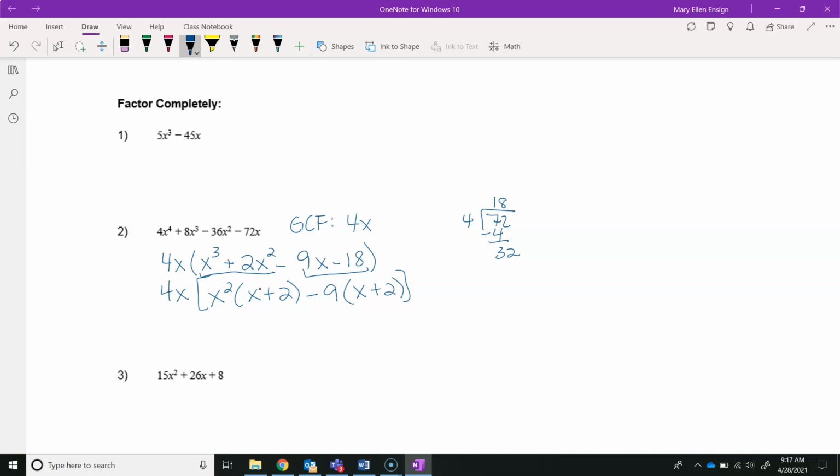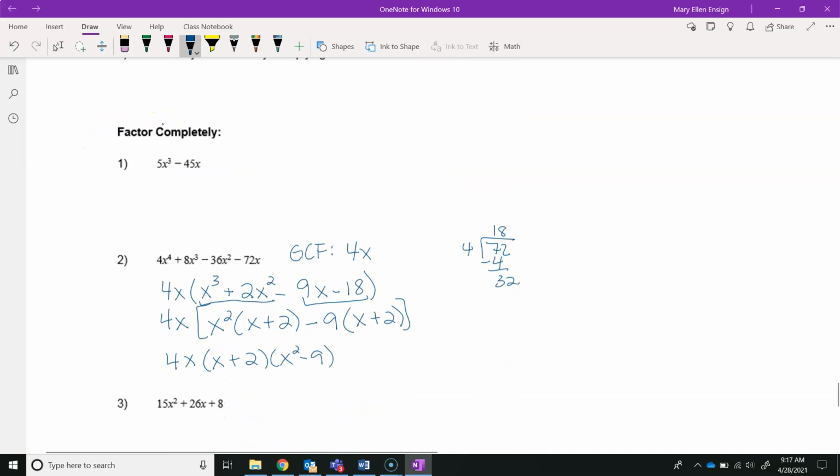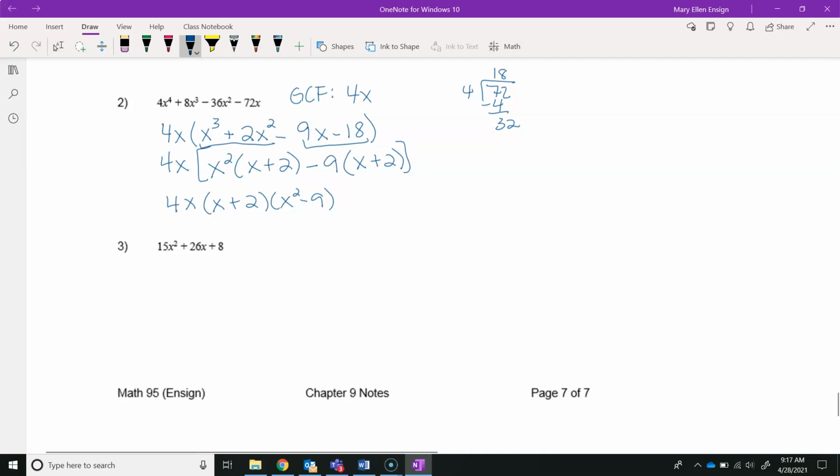So here's why I need this extra bracket, because I have this minus, and I need to keep all of this together. Not have the 4x be just multiplied by the first part, but by the whole thing. So then I have 4x times x plus 2 times x squared minus 9. So I factored by grouping. Now, this is where we get here where it says repeat step 2 as many times as needed. I look at what I have and I think about, can I still factor that? So when I look at this x squared minus 9, I can still factor it. It's the difference of perfect squares. So I'm just going to bring this whole thing over here. So I get 4x times x plus 2 times x plus 3 times x minus 3.